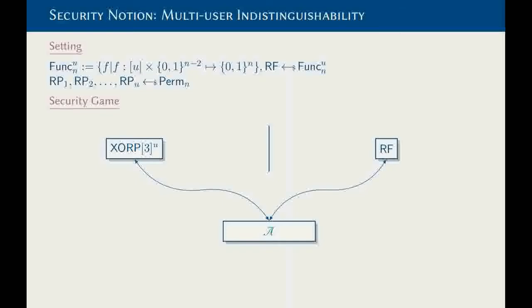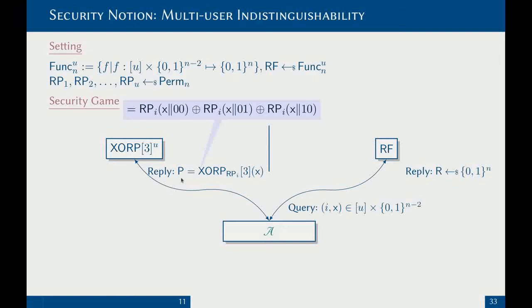So, in the security game, in the real world we have this construction XRP3 in the multi-user setting, where there are u many users, and in the ideal world we have this random function drawn from the set Func_u. When the adversary makes a query (i, x), in the real world it receives the output of XRP3 when the underlying random permutation is RPi. And in the ideal world, it receives a random element of {0,1}^n. And at the end of the entire interaction, it outputs a bit.